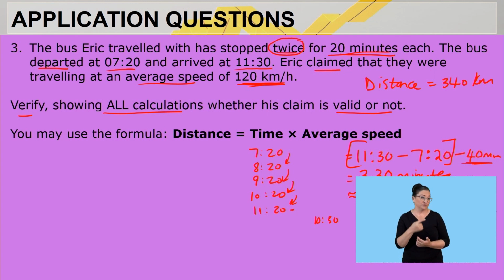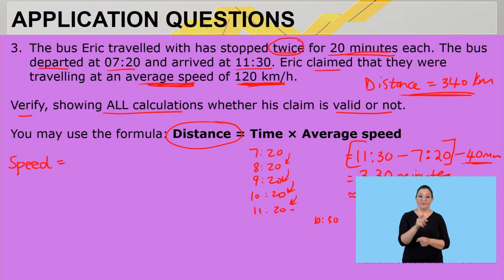So now I go to my question at hand. It says you may use the formula distance equals time multiplied by average speed. But remember I said, in this case, we need to verify whether the traveling speed is 120 kilometers per hour. So therefore, I will instead change the subject of the formula. No longer distance. I already know the distance is 340 kilometers. Are we clear? So I will make my average speed the subject of the formula. So speed equals, how do we determine average speed? We take our distance divided by our time. Guys, are we clear?